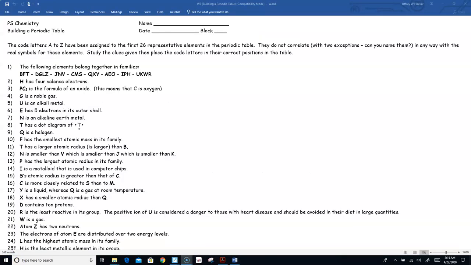Okay, for this next part, we're going to look at constructing a periodic table using a series of clues. You're going to notice here, I'm going to scroll down through these clues. I'm going to attach this sheet as a separate sheet so you can see it a little easier. We're going to be using these clues to arrange these mystery elements in the periodic table.